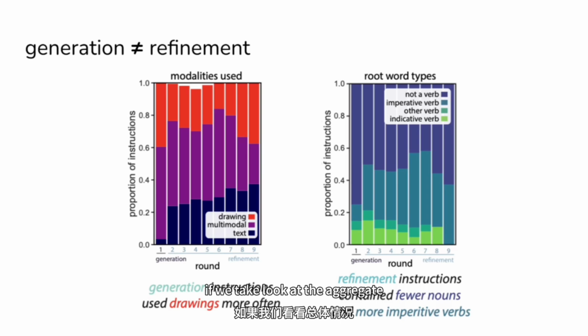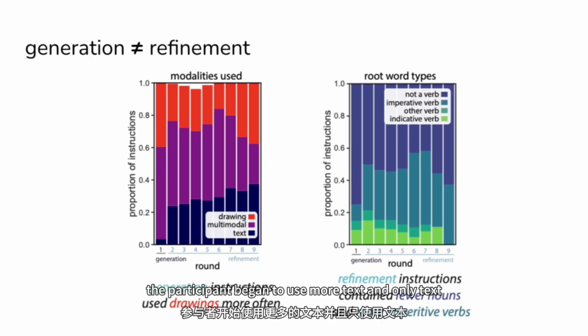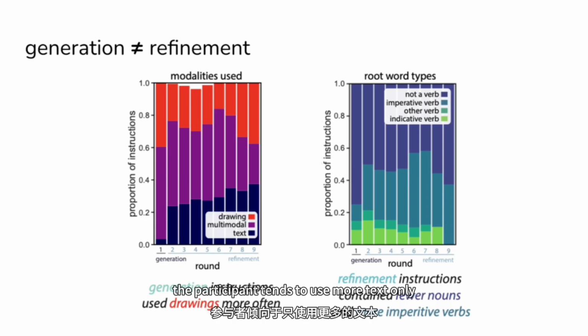If we take a look at the aggregate, generation and refinement are also very different. So if you look at the left plot, on the first round for generation, almost all participants use some drawing. So it's either all drawing, which is red, or drawing with text, which is purple. But as we go into refinement, the participants began to use more text and only text. So these are the blue. As you can see, there's more blue over time, meaning as we go more into refinement rounds, the participants tend to use more text only.